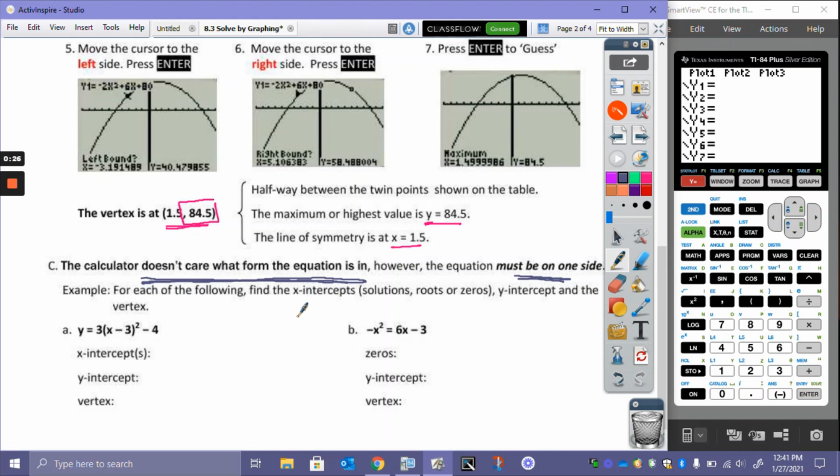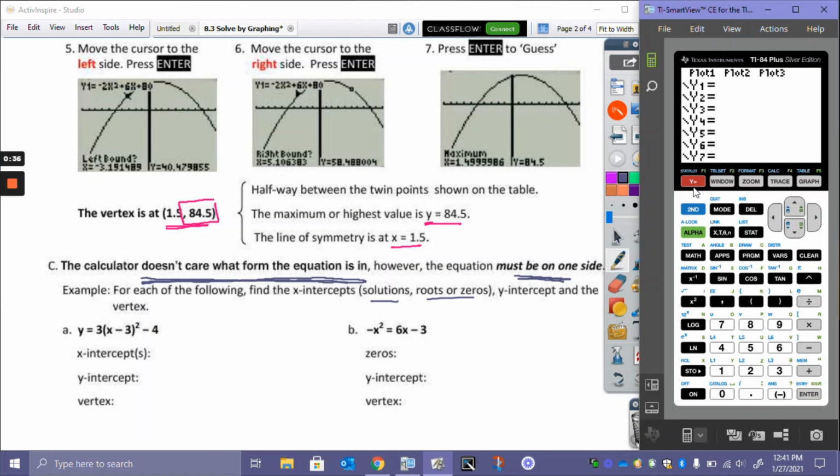It says for each of the following, find the x-intercepts, solutions, roots, or zeros, whatever the problem asks you for, y-intercept, and the vertex. Okay, so let's start with our first one. We have 3 times x minus 3 squared minus 4. And then we have to put in our second equation of y equals 0. You might as well just leave that in your y sub 2. We have to have that second equation, otherwise we won't be able to find our intersections. So let's graph it just to see what it looks like. And we can see everything on there, so that's good.